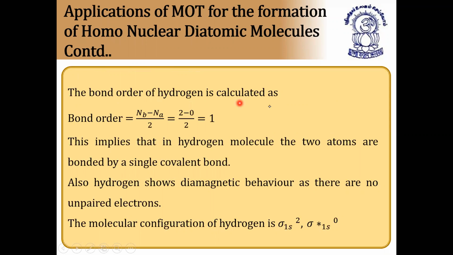Now the bond order of hydrogen is calculated as follows. Already we have done this. It is equal to 1. This implies that the two atoms in the hydrogen molecule are bonded by a single covalent bond because the bond order is 1.